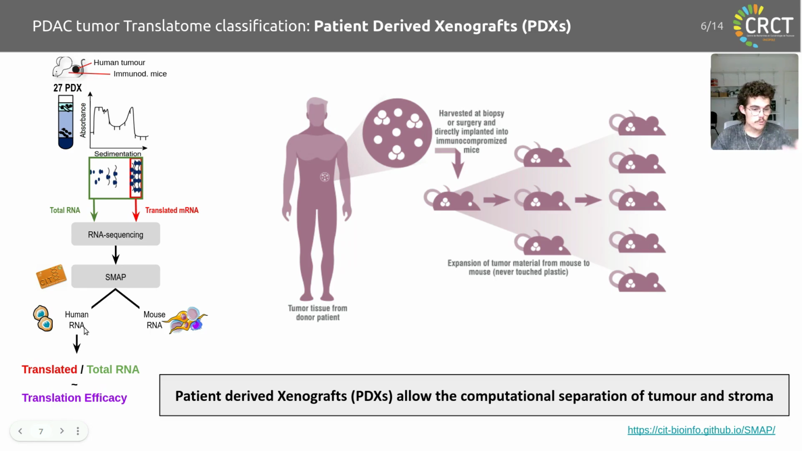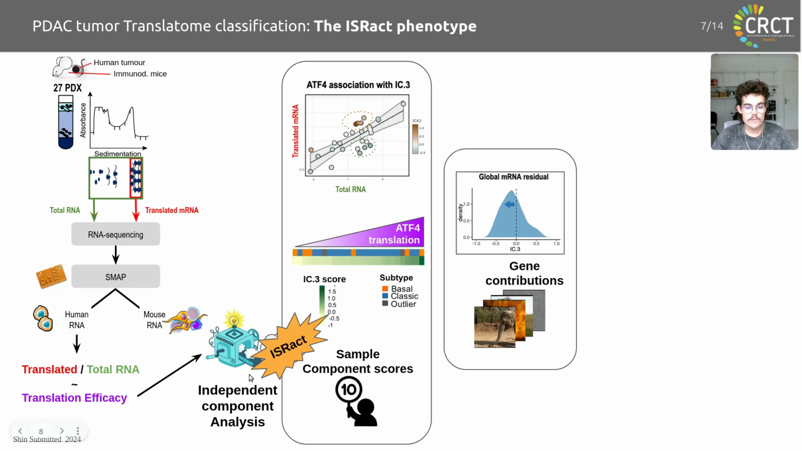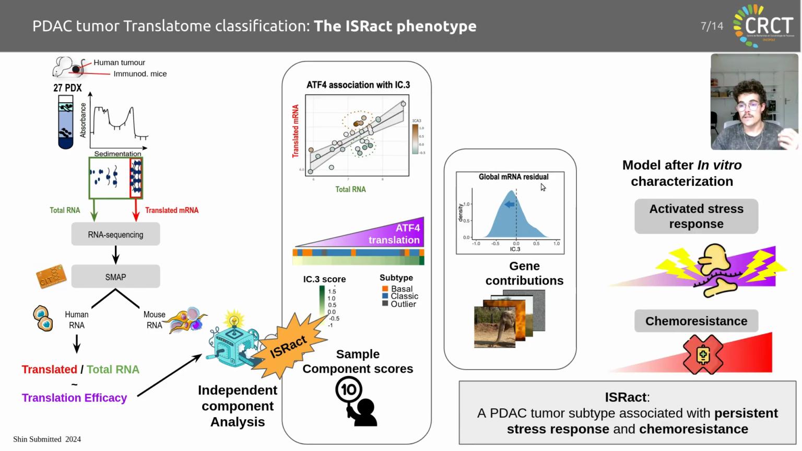By focusing on the human tumor translation efficacy and applying ICA on it, we found ISRACT, a new tumor classification not associated to basal classical, and in turn correlated with the translation efficacy of the stress factor ATF4, as well as to a global downregulation of translation. Model after in vitro characterization revealed that actually ISRACT tumor cells have a persistent activation of the integrated stress response, as well as an increased chemoresistance, making this classification of therapeutic relevance.